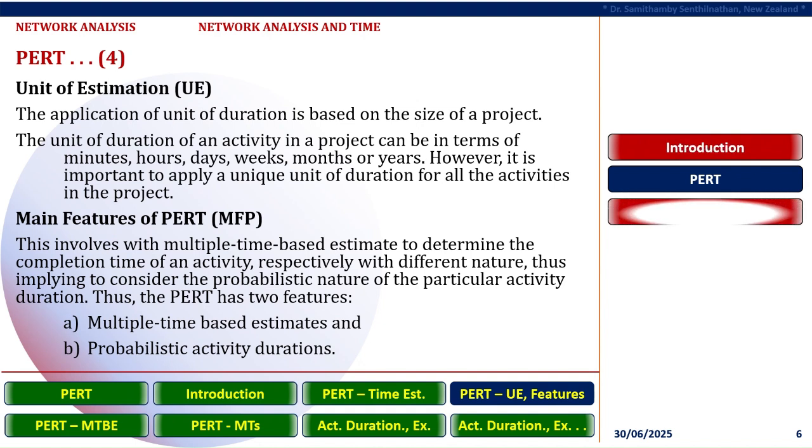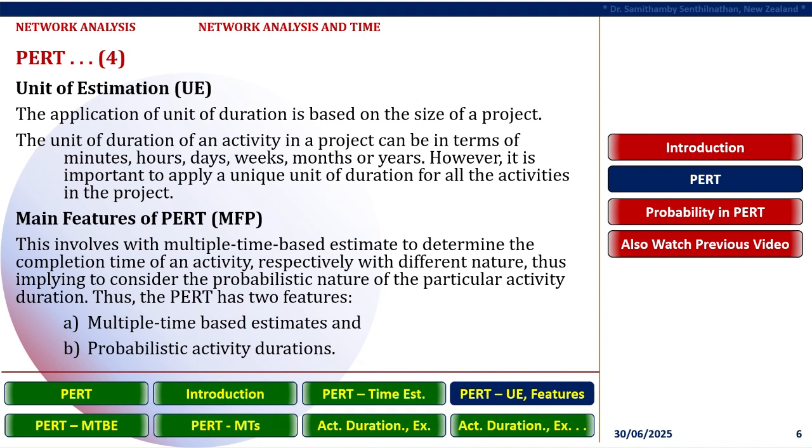Unit of estimation. The application of unit of duration is based on the size of a project. The unit of duration of an activity can be in terms of minutes, hours, days, weeks, months, or years. Therefore, it is important to apply a unique unit of duration for all the activities in the project. Also, you must know about the main features of PERT.